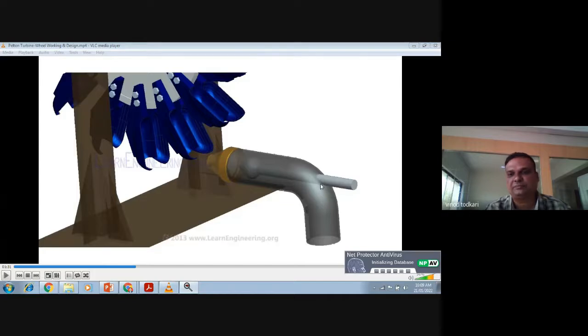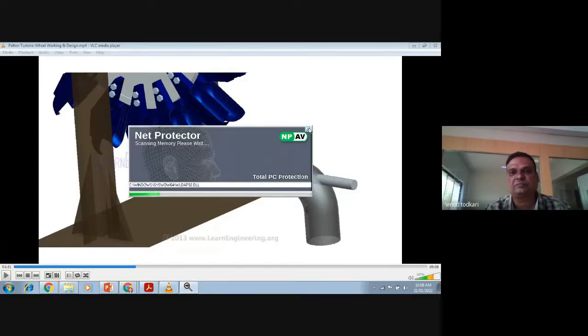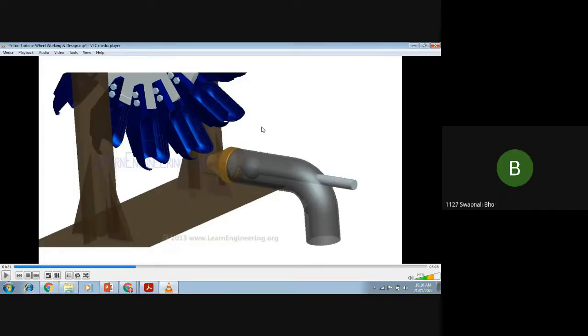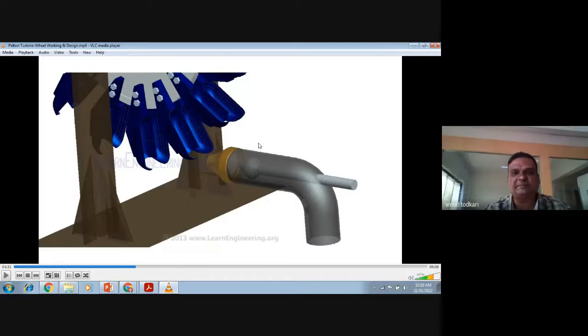Yes. Am I audible? Yes, sir. What is the name of this mechanism? Why is it used? It is the speed governing mechanism.